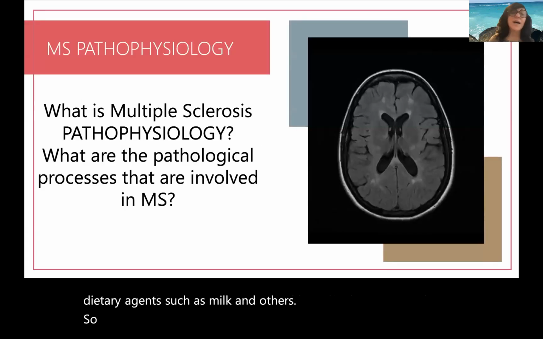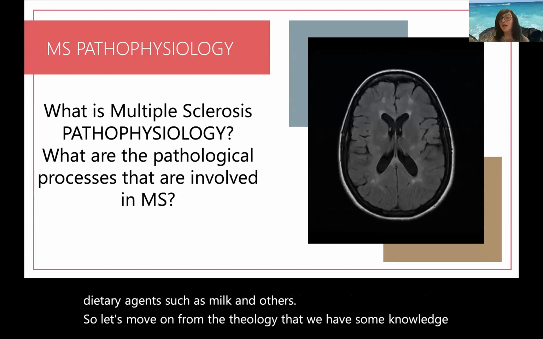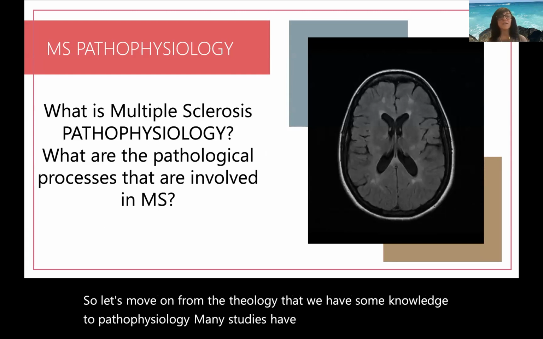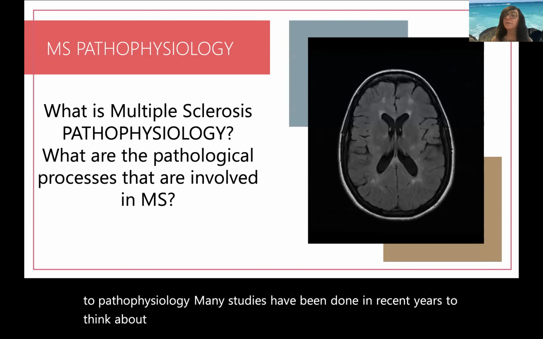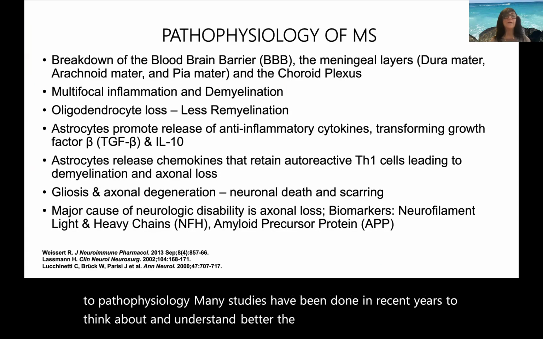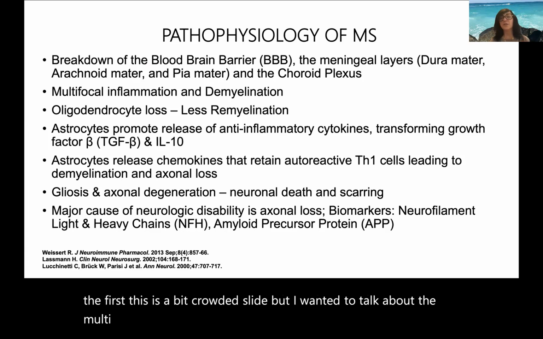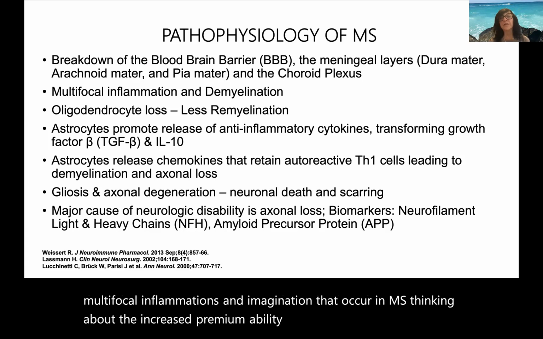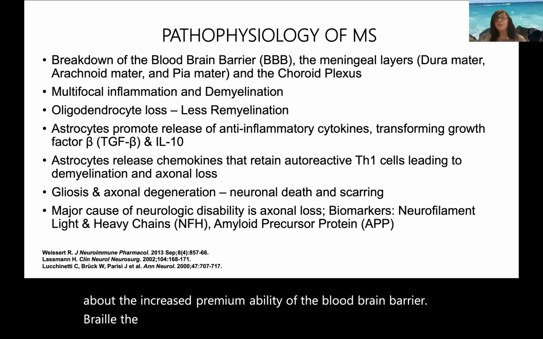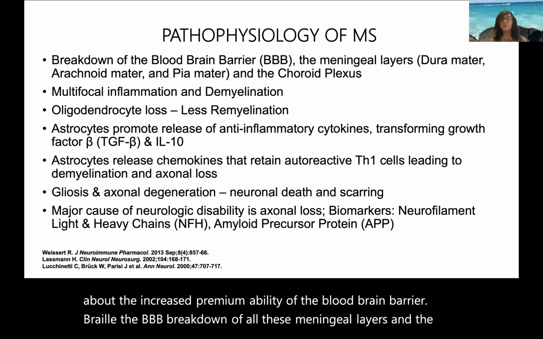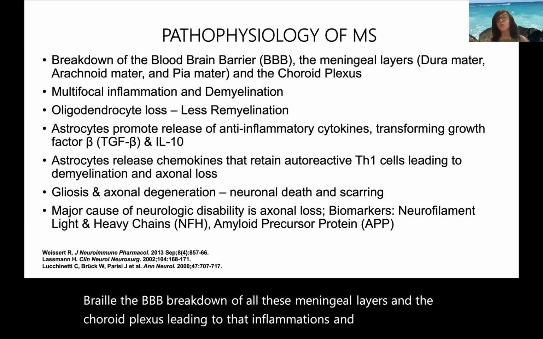So let's move on from the etiology, where we have some knowledge, to pathophysiology. Many studies have been done in recent years to better understand the pathophysiology of MS. This is a bit of a crowded slide, but I wanted to talk about the multifocal inflammation and demyelination that occur in MS, with increased permeability of the blood-brain barrier, the BBB, and breakdown of the meningeal layers and the choroid plexus, leading to inflammation, demyelination and axonal loss.